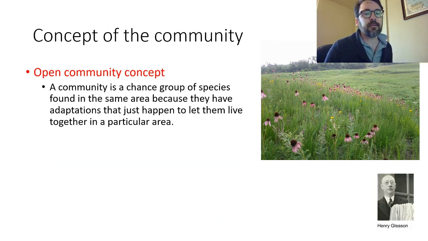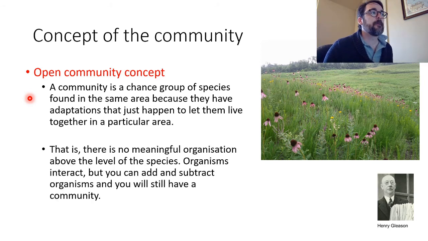Gleason, on the other hand, was an advocate of what he called the open community concept. And he just suggested, look, it's a chance group of species that are found in one area because they happen to have adaptations that let them live there. Right, there's no meaningful organization above the level of species. Organisms definitely interact, but you can add and subtract species and you'll still have a community, right?